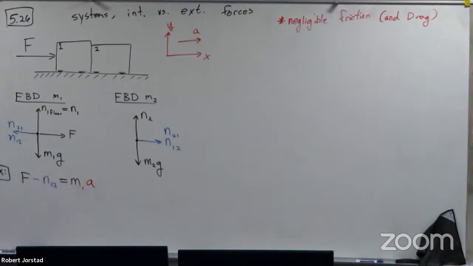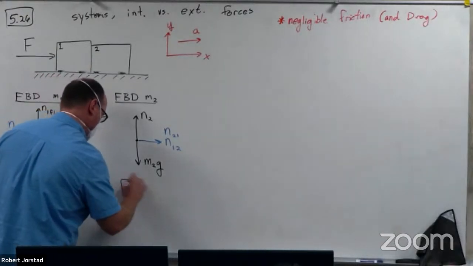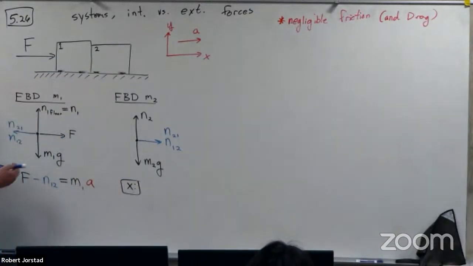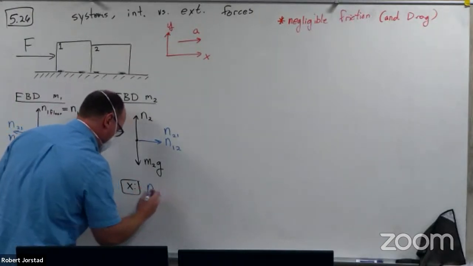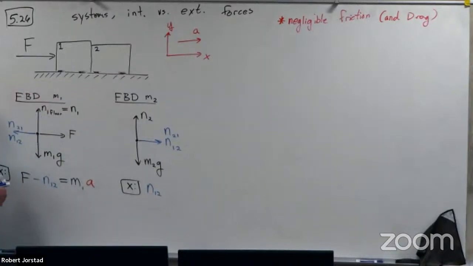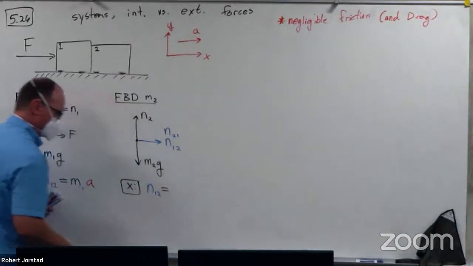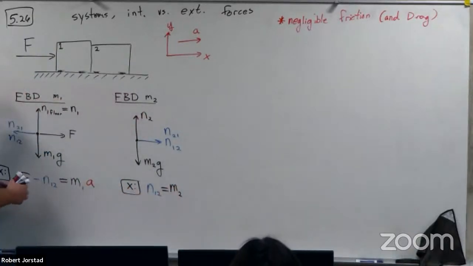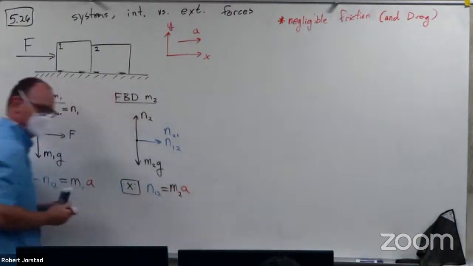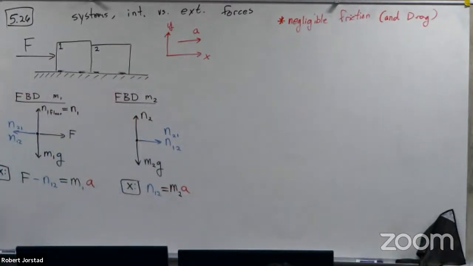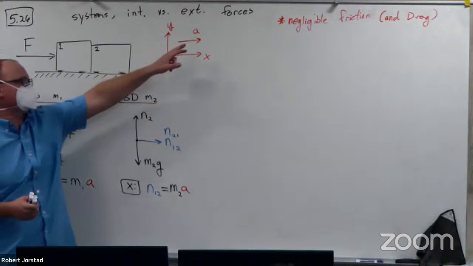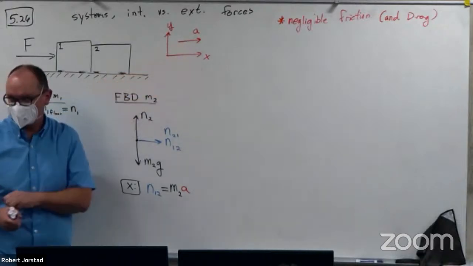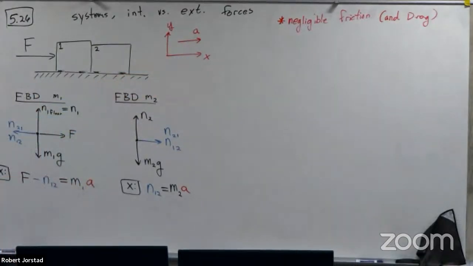I'm just trying to be super picky because over time, if you forget a subscript, that can really waste your time. All right. How about the x direction for this one? N12, N21, we could use either one. Equals m2a. Good with that? Everybody feeling good? We know that a is positive in the x. That's why it's positive in it.